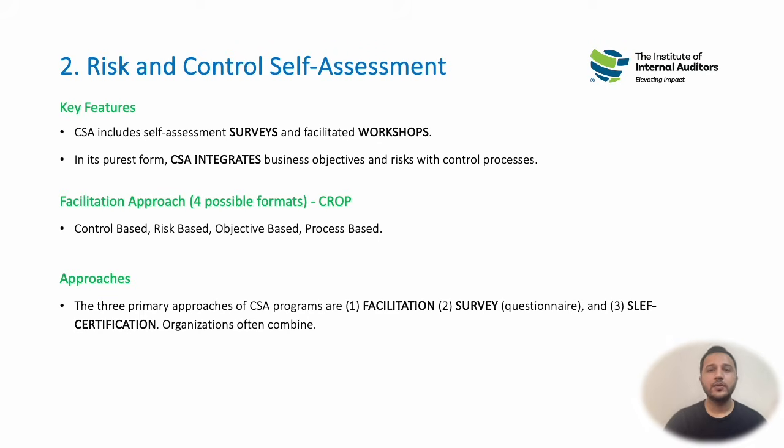The basic premise of a CSA program is to integrate the organizational objectives with the risk and control processes within the company. There are three different types of approaches to a CSA program. One is facilitation workshops. Basically, we call everyone into a meeting room, or one place, where we put forward the agenda and the issues, and we try to brainstorm and find the solution.